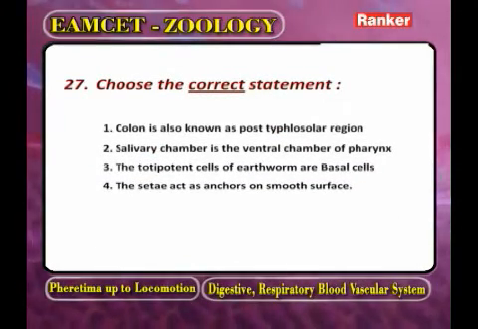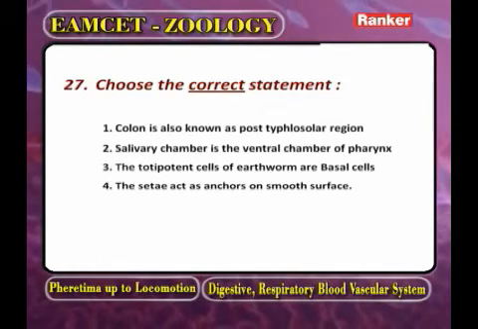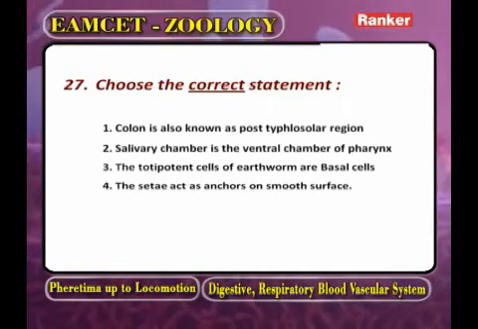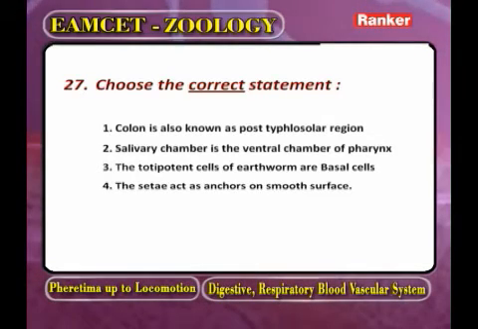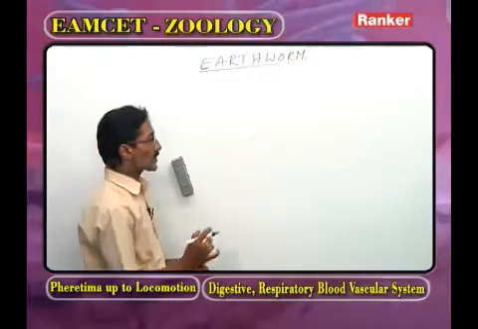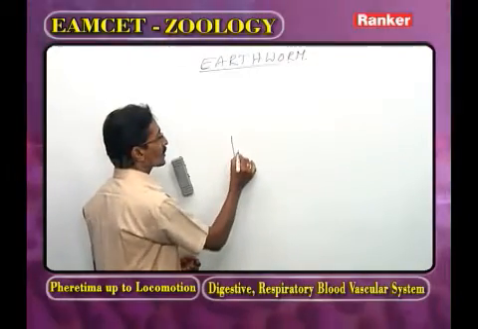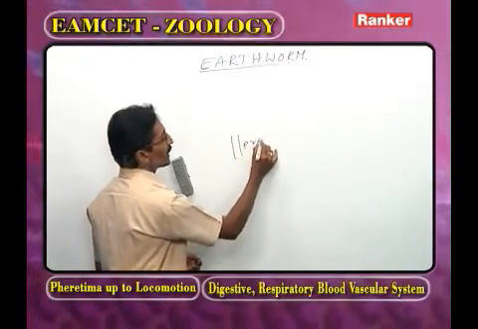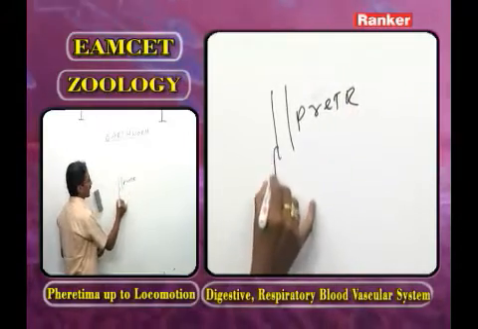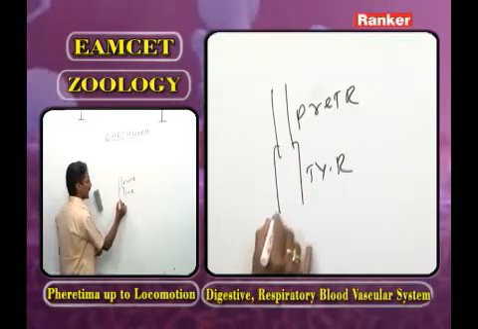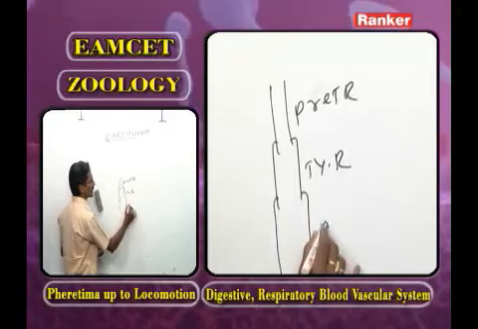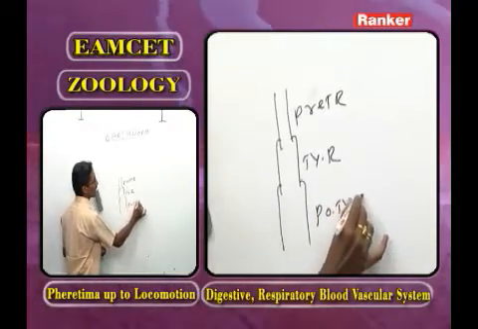Choose the correct statement. Colon is also known as post-typhlosolar region. Here they are asking for the correct statement. Now, what is the first one? Colon is also known as post-typhlosolar region. Now, this is called the pre-typhlosolar region. And this one we call the typhlosolar region. And this one we call the post-typhlosolar region.